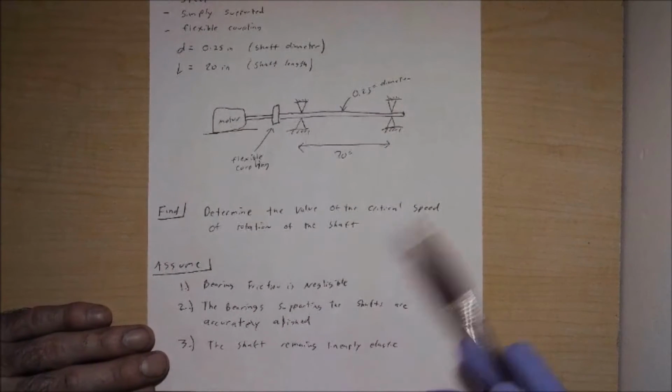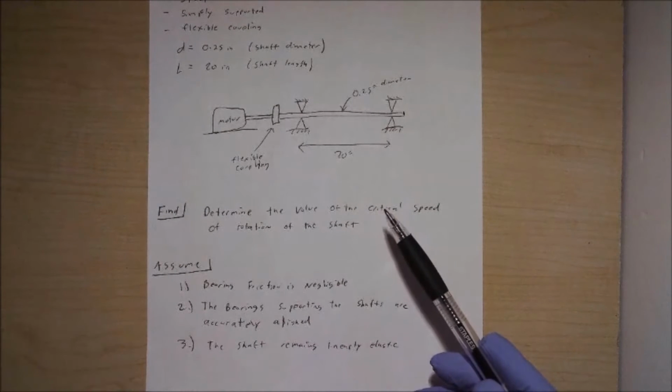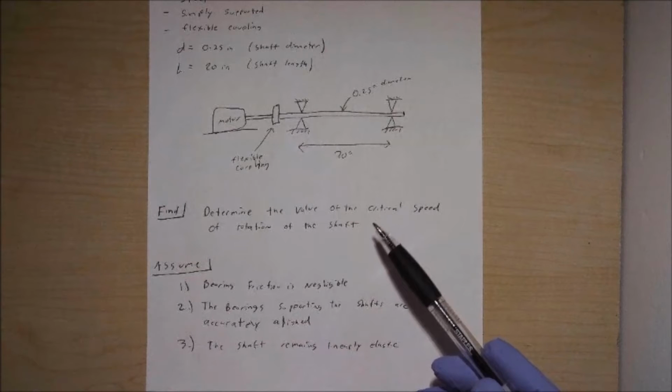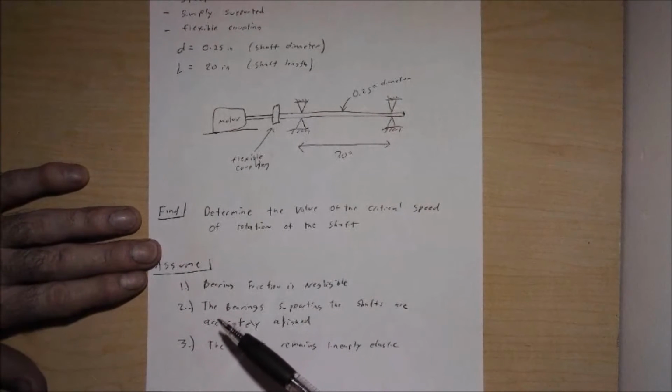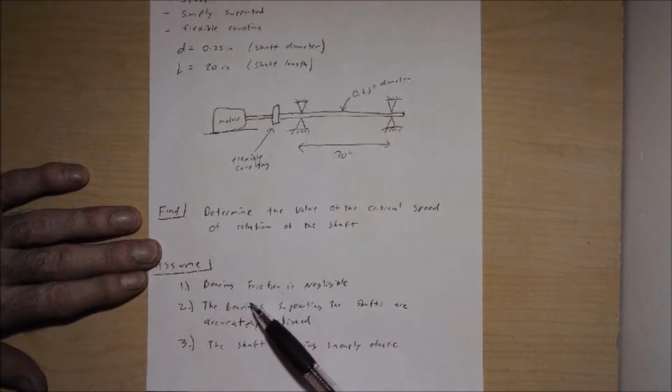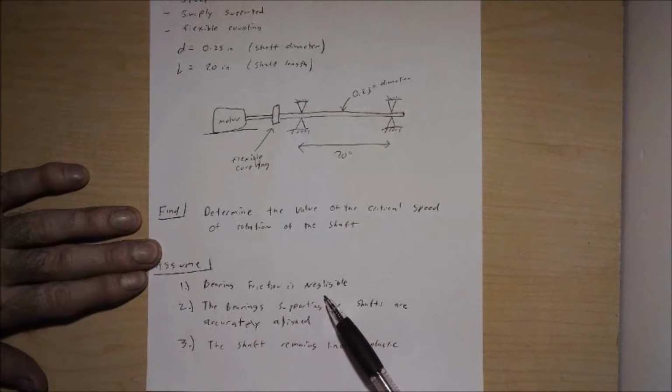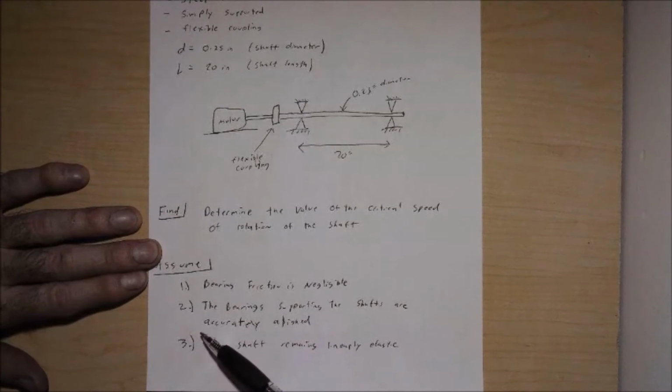From that information, we should be able to choose some key equations to begin the solution of the problem. But before we get there, we also want to come up with our basic assumptions to simplify the solution. One, we're going to assume that the bearing friction is negligible, so we're not dealing with any friction forces. The bearings supporting the shaft are accurately aligned, so we're assuming the alignment is correct. And lastly, we're going to assume that the shaft remains linearly elastic.